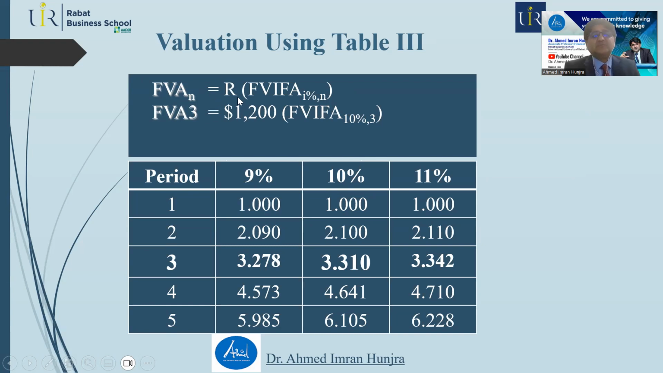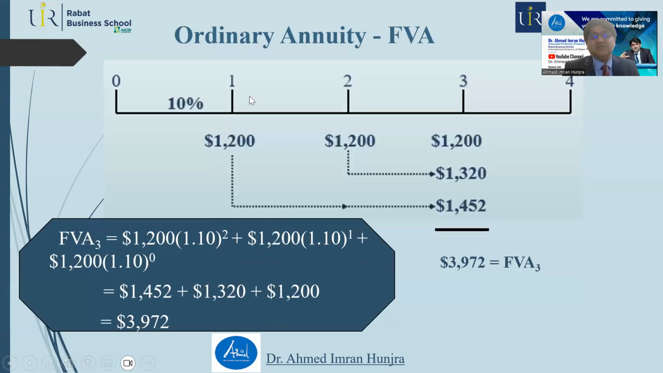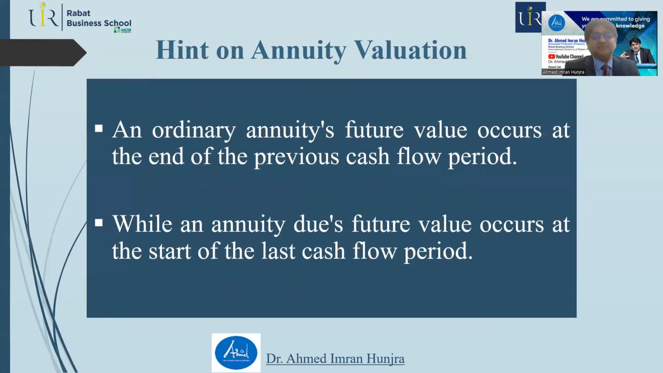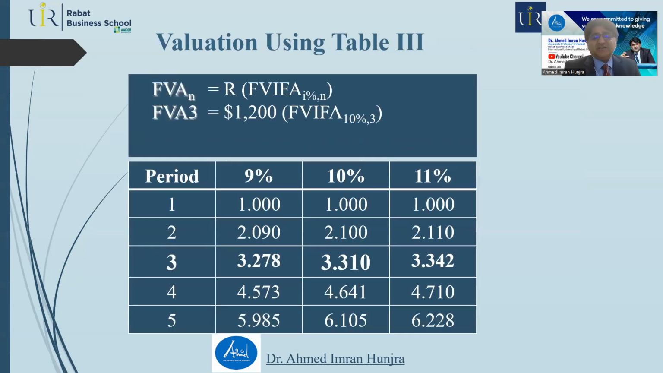R is a series of equal payments. So in the example we have, a series of equal payments can be denoted by C, or it can be denoted by capital R. It's up to you which expression you want to take. So here, an ordinary annuity I have already discussed.